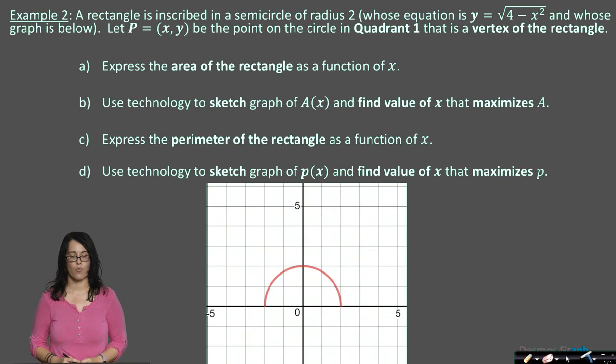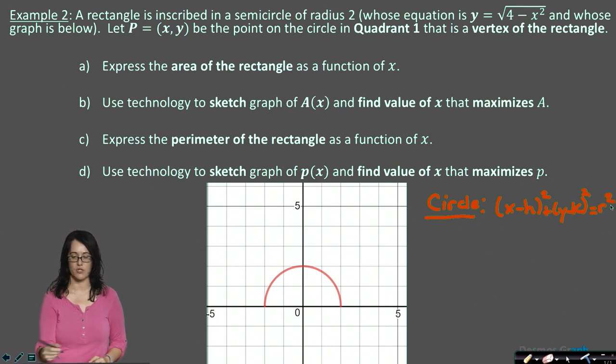It says that we have a rectangle which has been inscribed into a semicircle. The semicircle has a radius of 2 units, and they've even gone so far as to give you the equation for that semicircle. y equals the square root of 4 minus x squared, and they've shown you the graph below. If you're wondering why that's the equation of the semicircle, remember that if you had a full circle, you could describe its equation in standard form as (x minus h) squared plus (y minus k) squared equals r squared, where (h, k) was your center.